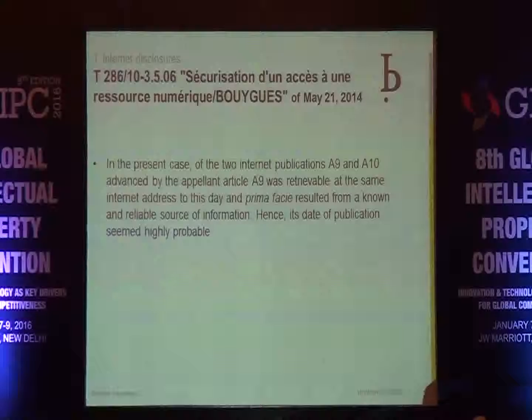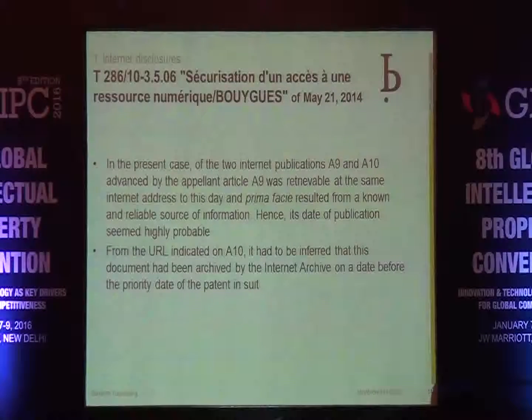In the present case, there have been 2 Internet disclosures, A9 and A10. A9 was retrievable at the same Internet address to this day and prima facie resulted from a known and reliable source of information. Hence, its date of publication seemed highly probable. Now, with respect to A10, the URL showed that it had to be assumed that this document had been archived by the Internet Archive on a date before the priority date of the patenting suit.